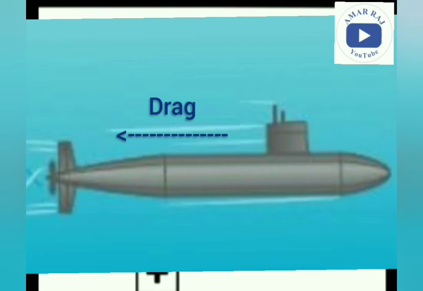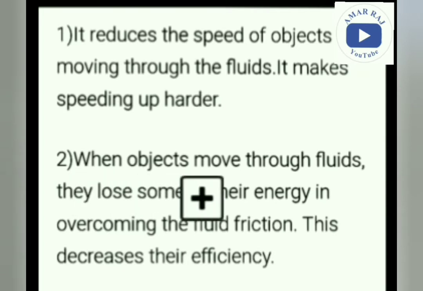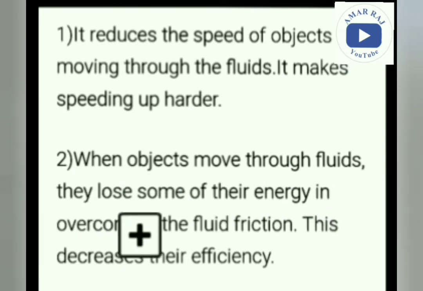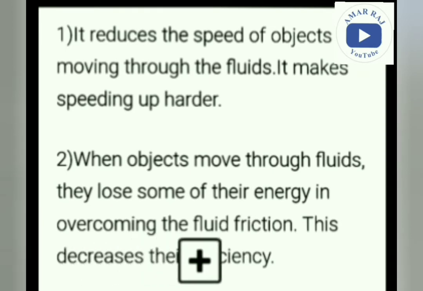Now the second disadvantage: when objects move through fluids, they lose some of their energy in overcoming the fluid friction. This decreases their efficiency. Students, we have learned that friction reduces the efficiency of a machine. Friction reduces the efficiency of any object.